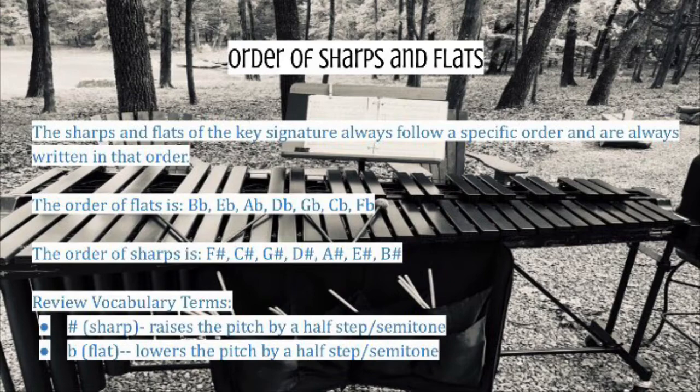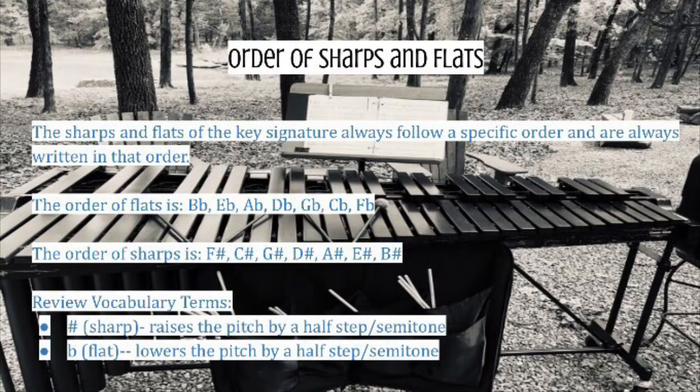The order of flats is B flat, E flat, A flat, D flat, G flat, C flat, and F flat, while the order of sharps is F sharp, C sharp, G sharp, D sharp, A sharp, E sharp, and B sharp. The way to remember the order of flats is "Bead Greatest Common Factor," so B-E-A-D, bead, greatest common factor, G-C-F. The way to remember the order of sharps is an acronym, which is "Furry Cats Go Down Alleys Eating Birds," so each word is assigned to a letter.